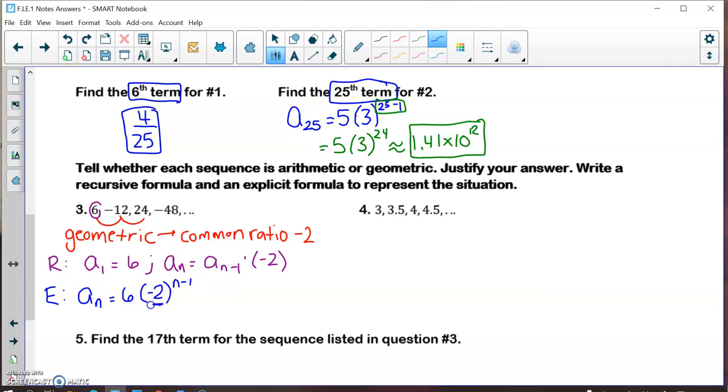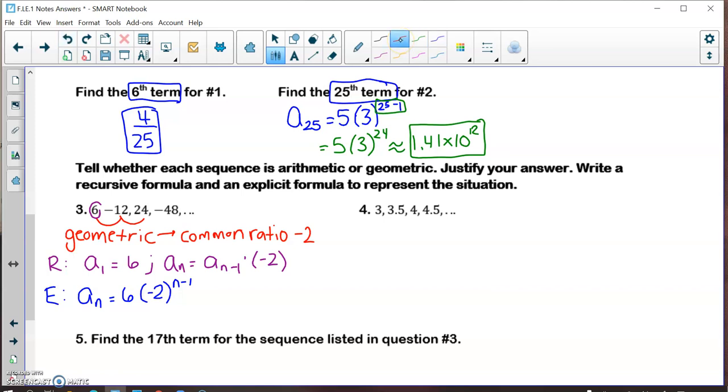The reason why this -2 needs to go into parentheses is because if you end up with an even exponent, it's actually going to turn into a positive number. So we need to keep that -2 in parentheses because the negative also needs to be raised to the exponent. But that's it for number 3.